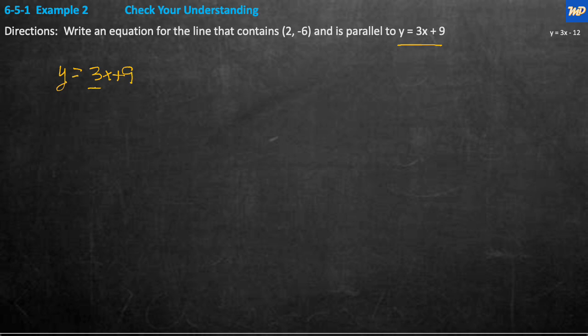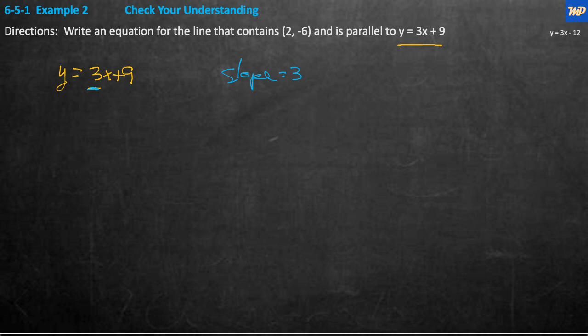The 3 right here. You can change the colors. Let's do blue. How's that? The 3 right there is the slope. So slope equals 3. Next, we're going to use the point slope form of the line to write the new equation of the line that is parallel to this y equals 3x plus 9.